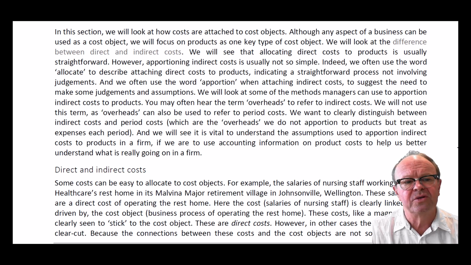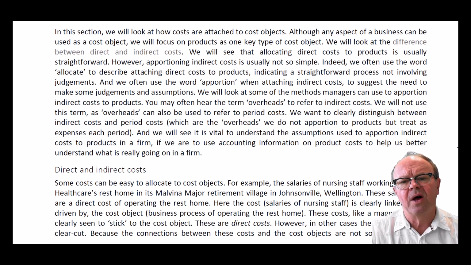Indeed, we often use the word allocate to describe attaching direct costs to products, indicating a straightforward process not involving judgments. And we often use the word apportion when attaching indirect costs to suggest the need to make some judgments and assumptions. We will look at some of the methods managers can use to apportion indirect costs to products.